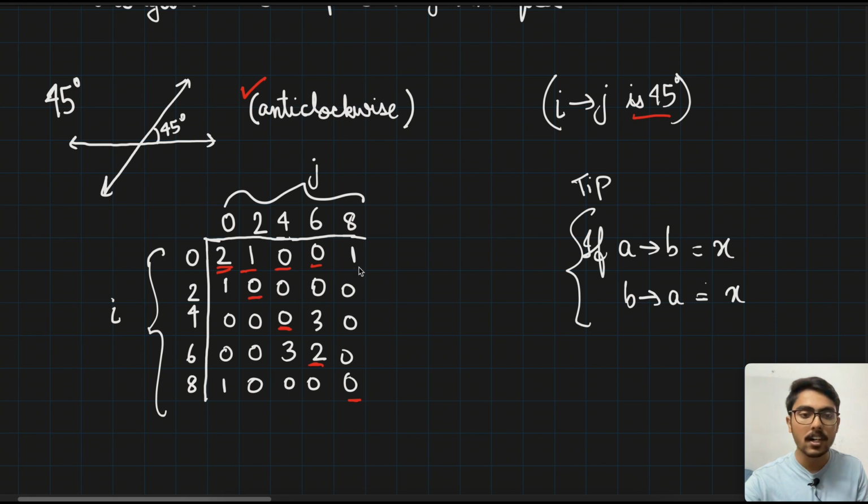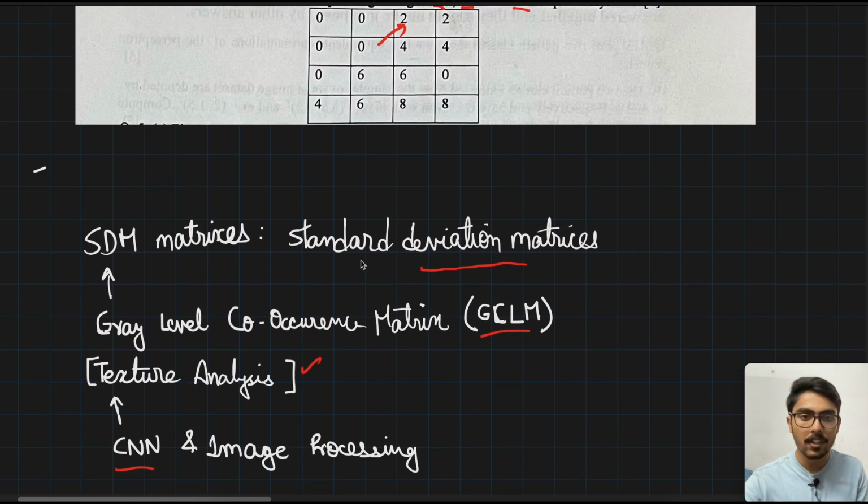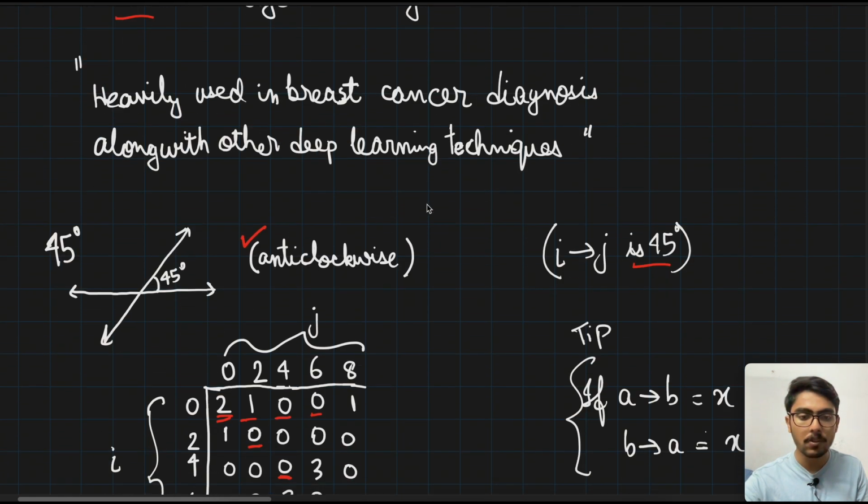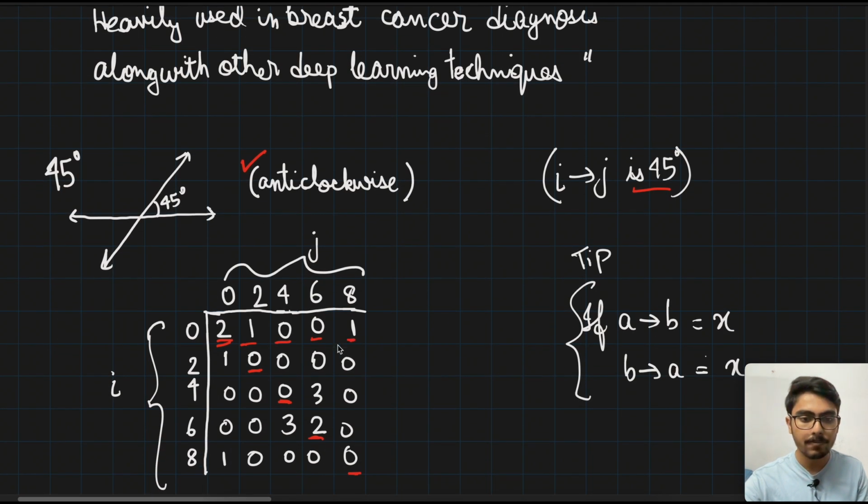Then again we come at 0 and 8. So if we go above, we see 0 and 8 have a 45 degree. You see the 45 degree is here, right? So then again we have another value here, so we write 1.